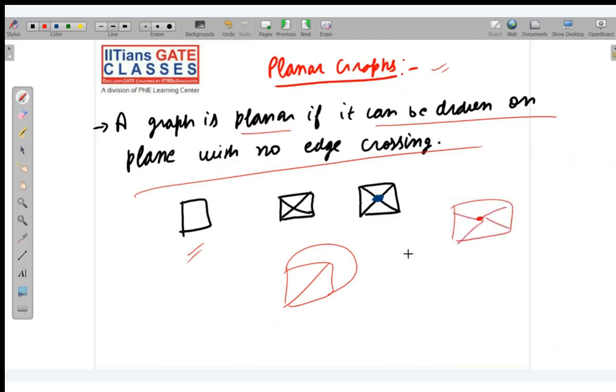You can think of these as roads. There are 4 different roads, and they are just meeting here, not crossing over here. This is like a big city. So this is planar. This is also planar. This is also planar. So a graph is planar if it can be drawn on a plane with no edge crossing. Take a snapshot. I will jump to the next slide.